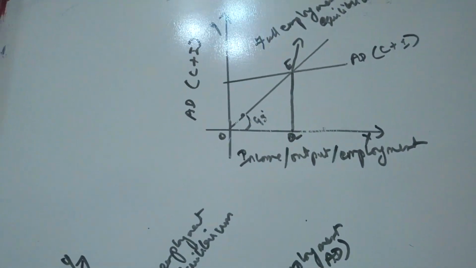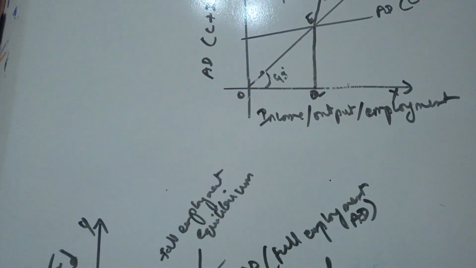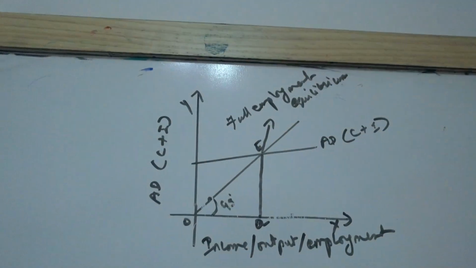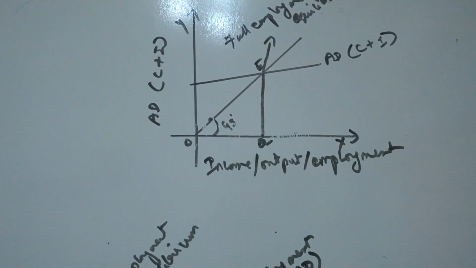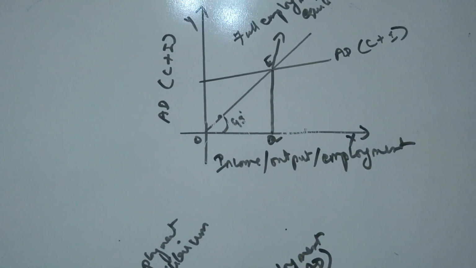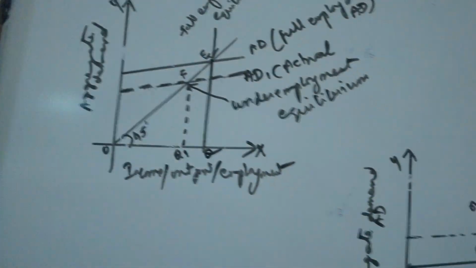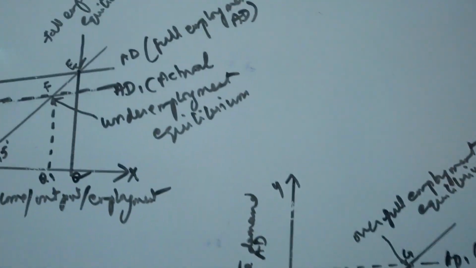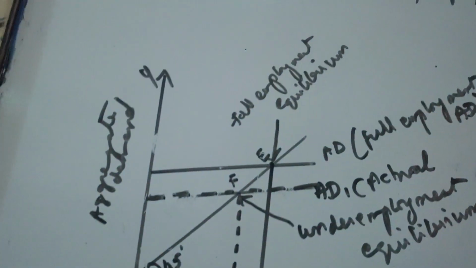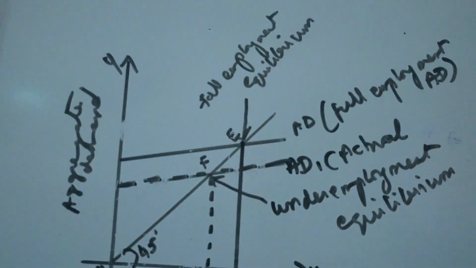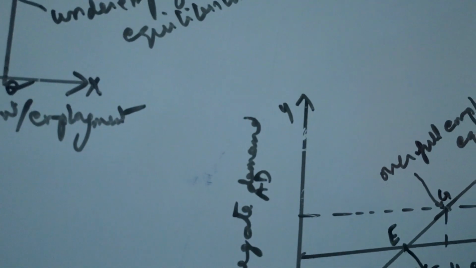So according to Keynesian theory, equilibrium level can be achieved at full employment level or underemployment level or over full employment level. So these three diagrams represent full employment equilibrium, then you find underemployment equilibrium and over full employment equilibrium. So let us discuss this.